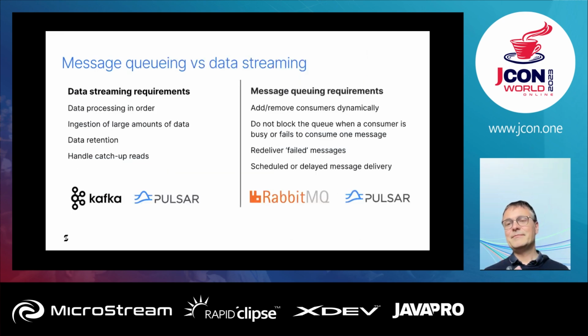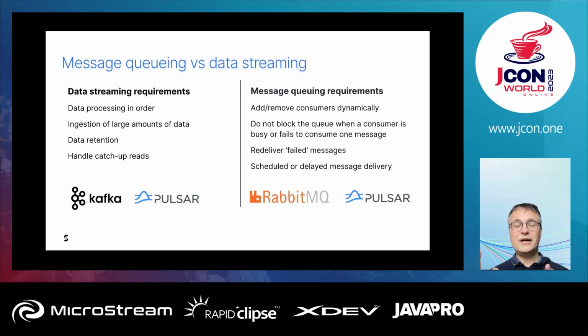So data streaming and messaging require a different set of features. For data streaming, it's about processing the data in order. It's about the ingestion of large amounts of data. It's about data retention because you need to keep the data to, for example, replay those topics, to replay this event stream, because you need to handle catch-up rates. And Kafka is good at doing that, and Pulsar as well, because these are data streaming platforms. These have all these features.